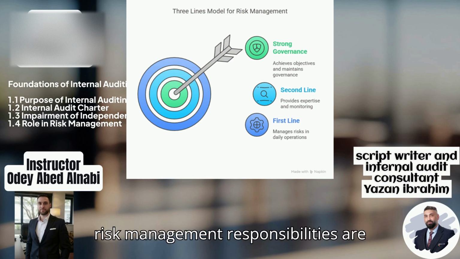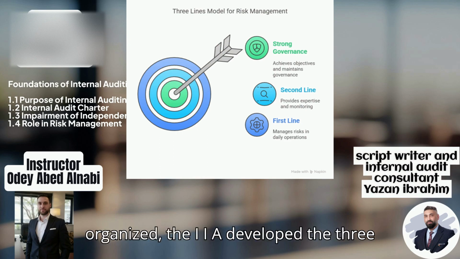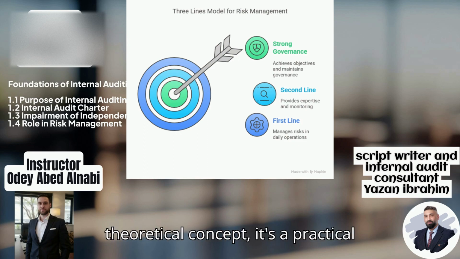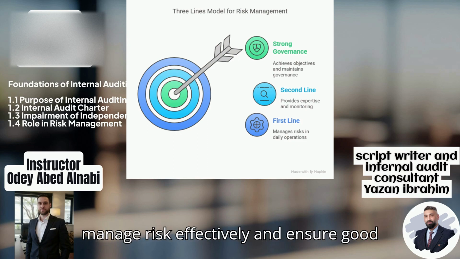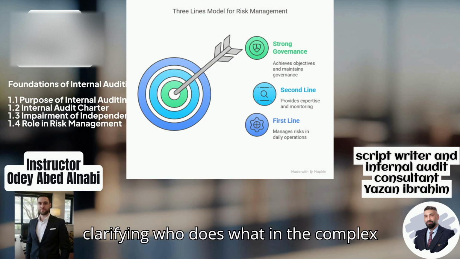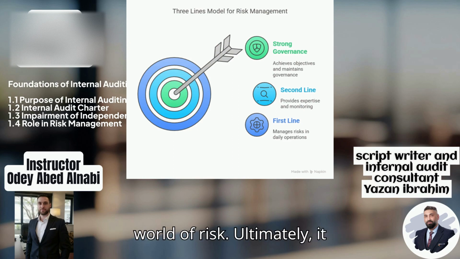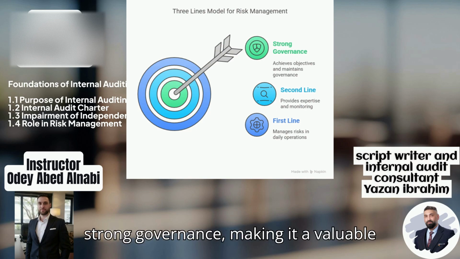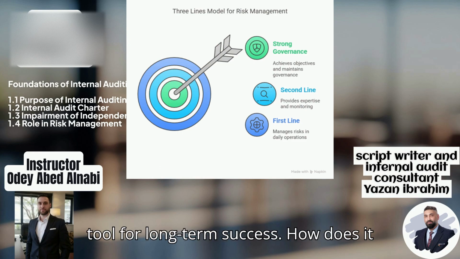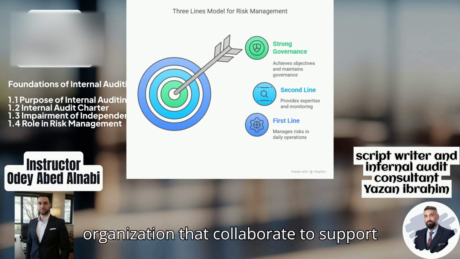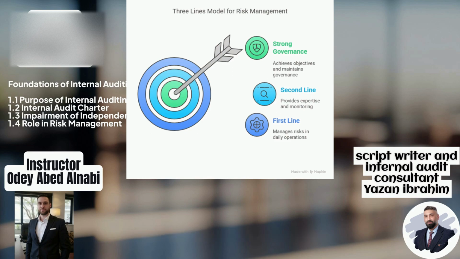To help structure how risk management responsibilities are organized, the IIA developed the three lines model. This isn't just a theoretical concept, it's a practical framework designed to help organizations manage risk effectively and ensure good governance. Think of it as clarifying who does what in the complex world of risk. Ultimately, it helps organizations better manage risks, achieve their objectives, and maintain strong governance, making it a valuable tool for long-term success. How does it work? The model outlines three key roles, or lines, within an organization that collaborate to support goals and protect assets.